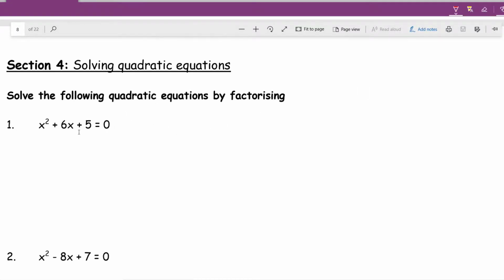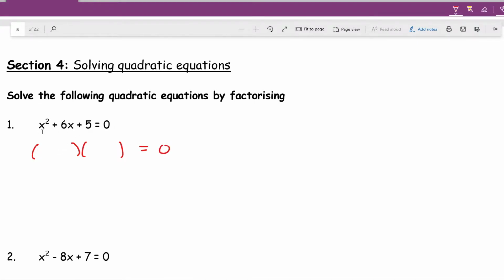Solving quadratic equations. Now, when we get something like this, what you expect to solve a quadratic equation is to factorize it, then solve it. So we've done plenty of factorizing quadratics. All we're going to do is try to spot how to factorize this.